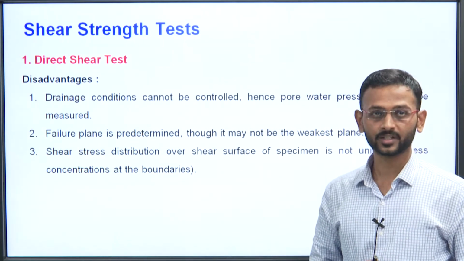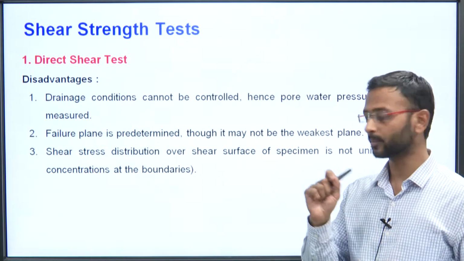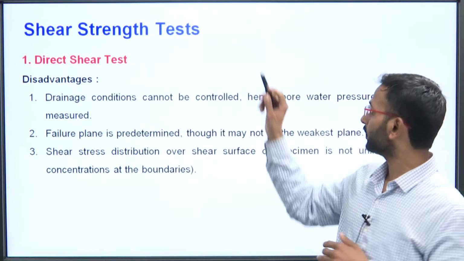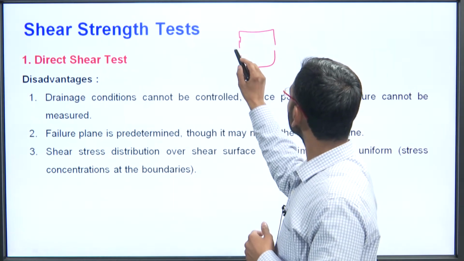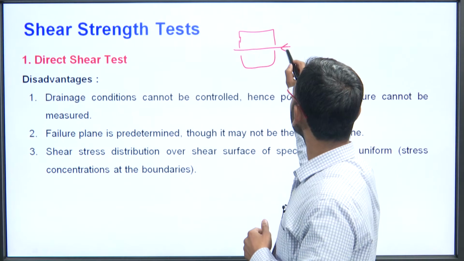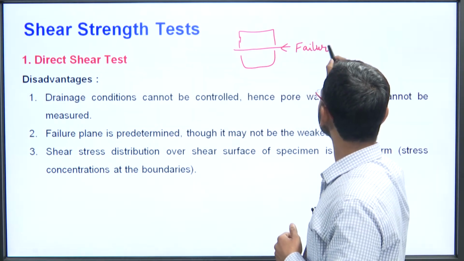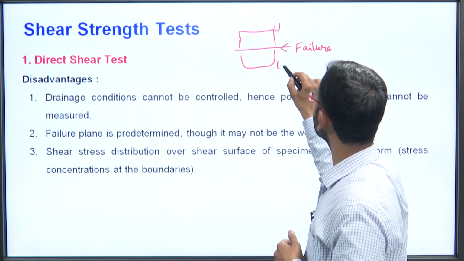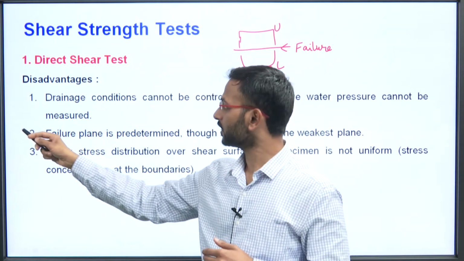अच्छा, what are the disadvantages here? First, I have already shown you what the failure plane is predetermined there in the diagram, because when this is the upper half, okay, and this is the lower half, so the failure will be occurring along this plane only. This is the failure plane. Okay, this is the upper half and this is the lower movable half there. Okay, so this is the second point here.